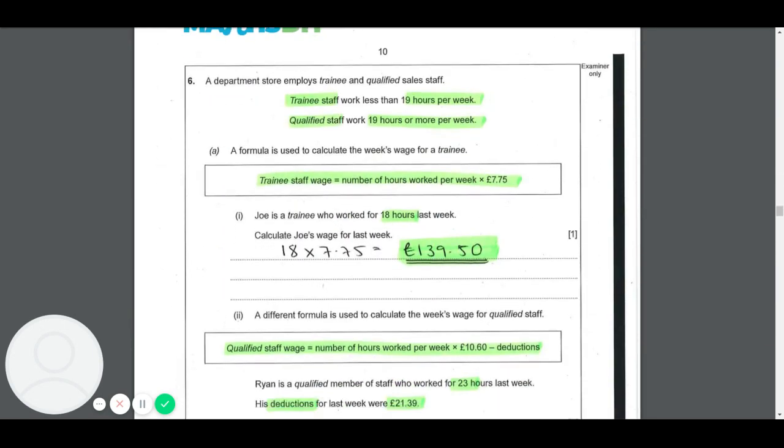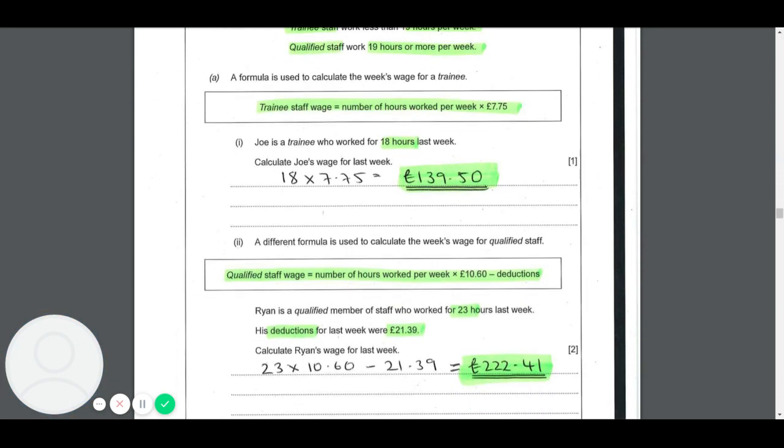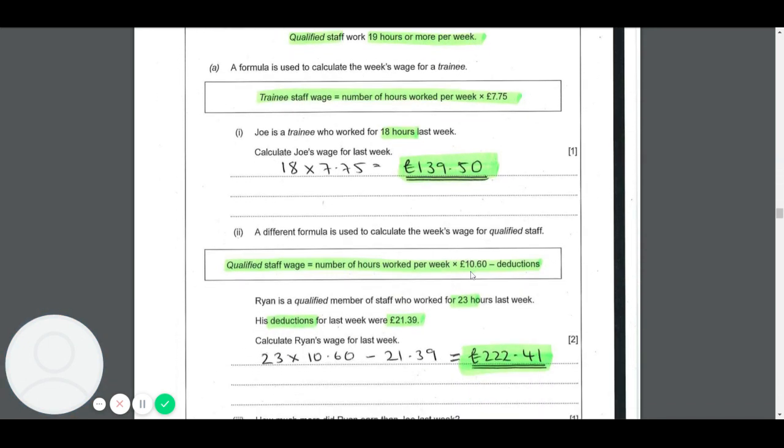Okay, number 6. Department store, employee, trainee, and qualified sales staff. So we've got trainee staff work less than 19 hours, qualified staff work 19 hours or more, and then we've got a formula to work out the wage. So it's basically saying £7.75 an hour. And trainee that worked 18 hours, you're just going to do 18 times £7.75 to get his wages. Qualified person, £10.60 minus deductions.